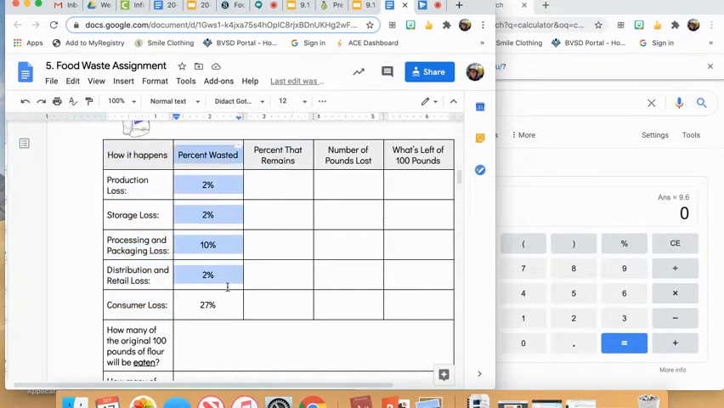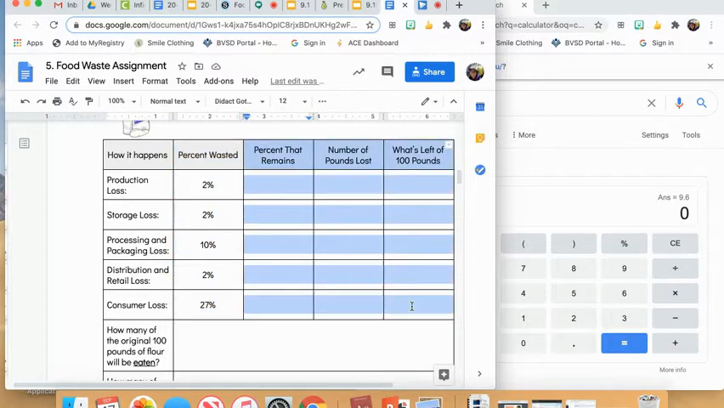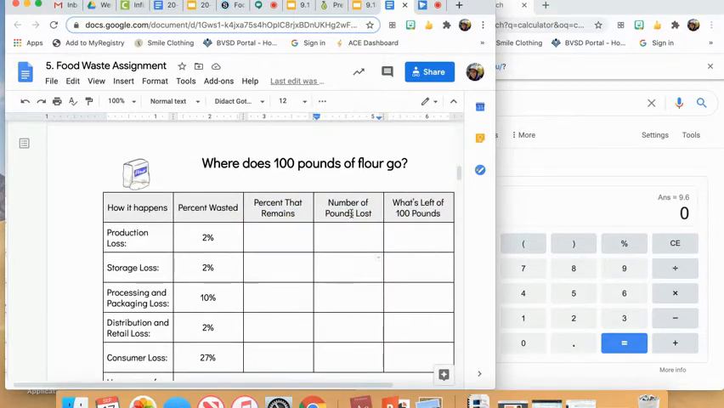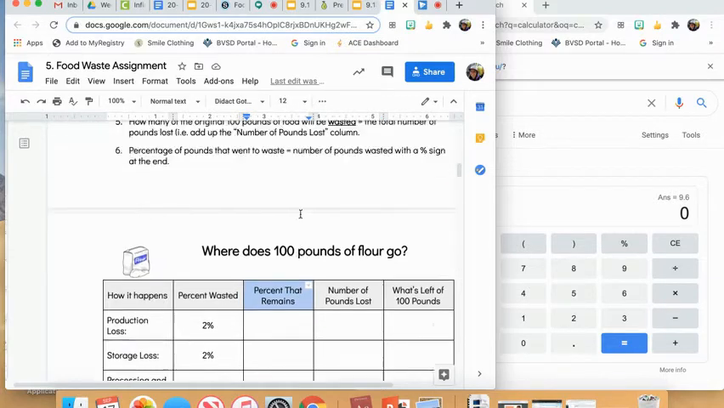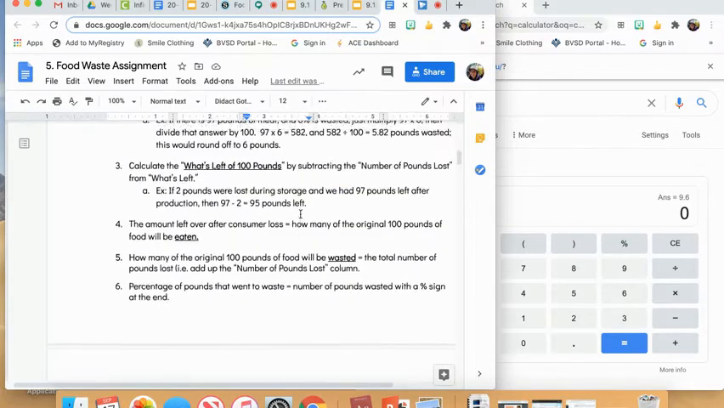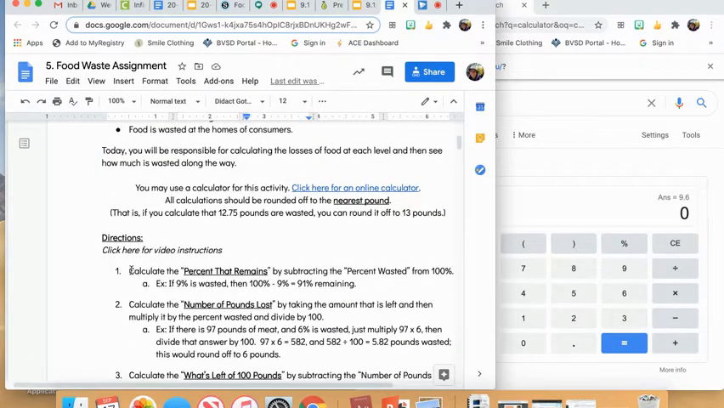The second column tells you how much is wasted at that stage. And then the next three columns are what we've got to figure out. So the percent that remains, the number of pounds lost, and what's left of 100 pounds. Okay, so I'm going to start with filling out this first column, percent that remains. This one's pretty simple. All you're doing is subtracting the percent wasted from 100%. So for example, if there's 9% wasted, then you do 100% minus 9%, so there'd be a 91% remaining.